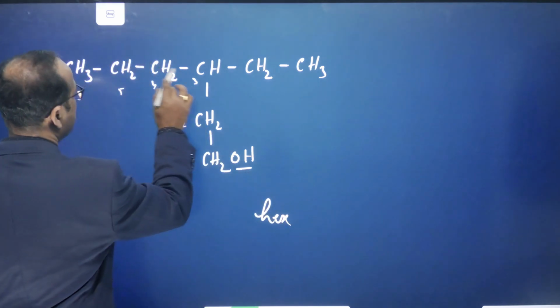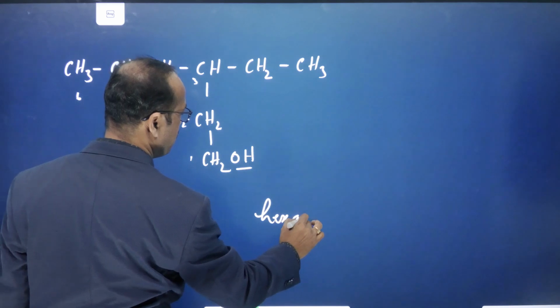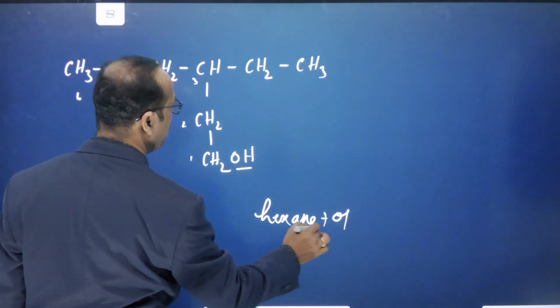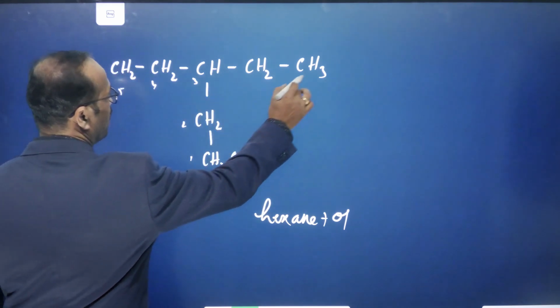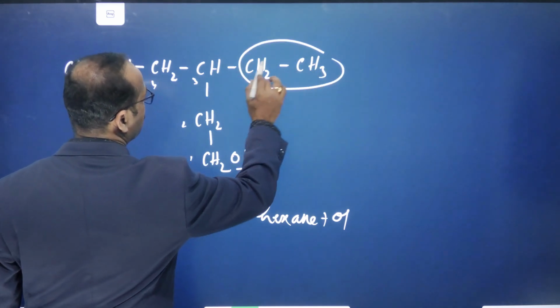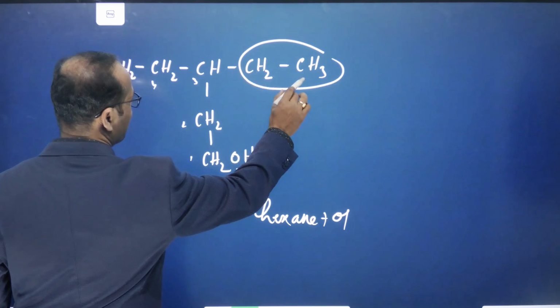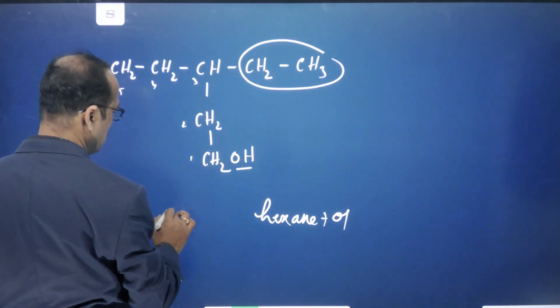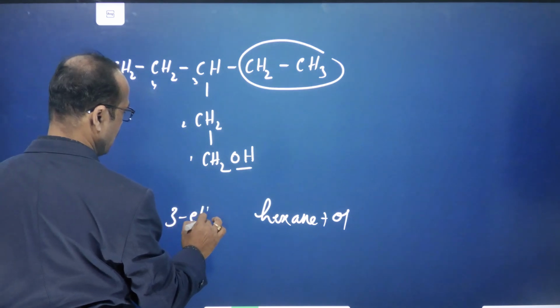Okay. All single bonds, so "ane", plus here the functional group alcohol. Now this is done, but we have one more branch. How many carbons in this branch? Two carbons. So that is ethyl, C2H5, and this is attached to which carbon? Third carbon. So, 3-ethyl.